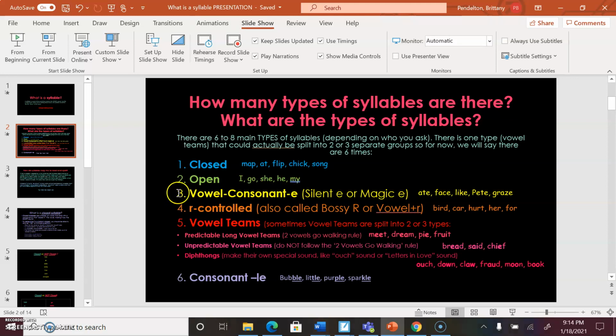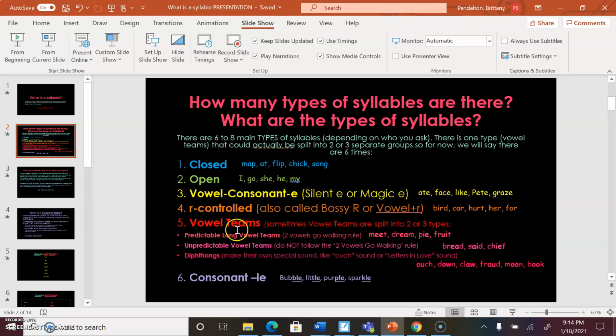Today, we will be focusing on our third syllable type, which is the vowel consonant E syllable, also known as silent E, silent sneaky E, ninja E, or even magic E.